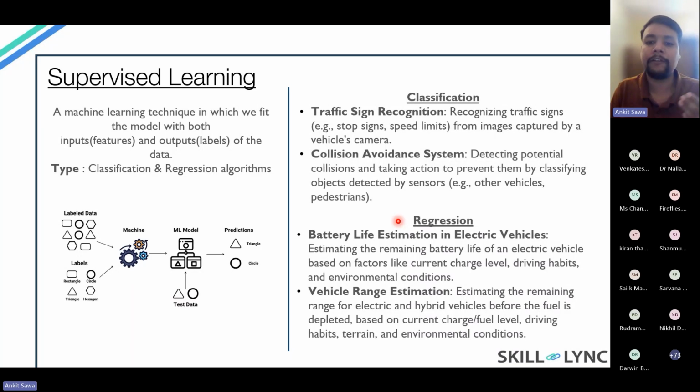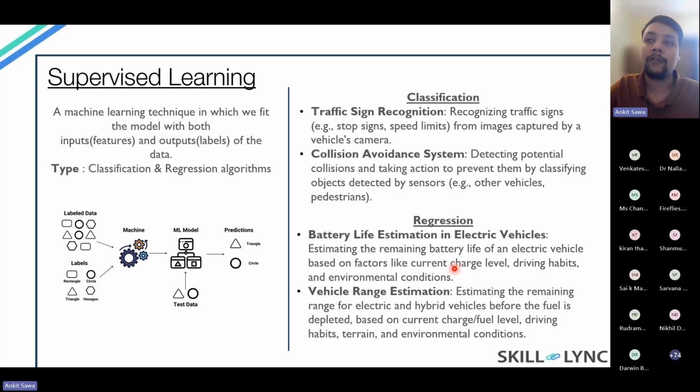A very simple example could be like, in vehicles today, you see the battery life estimation, right? Not only in electric vehicles, but today this is also available in other vehicles where you see how much battery is left, how much fuel is left. I mean, the machine predicts how many kilometers it can run, right? Based on certain characteristics from the data itself, like your current charge level, your driving habits. If you drive too fast, too slow, economically, non-economically, it tells you how much range you can cover.